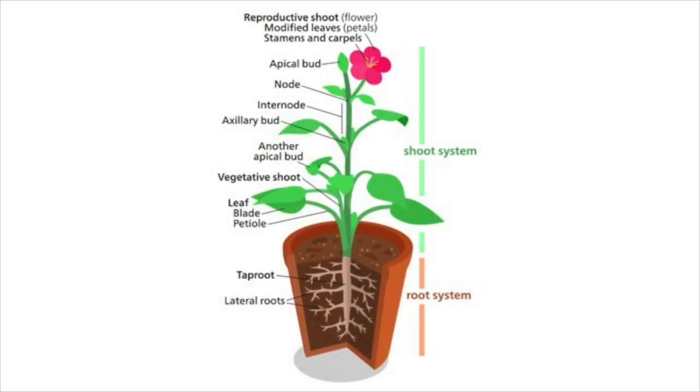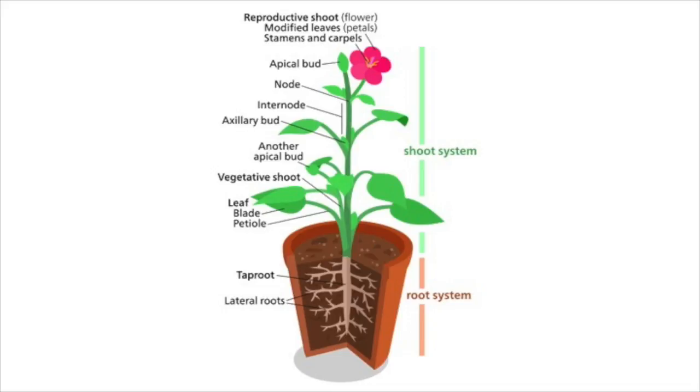The vascular plant body is composed of two organ systems. The below-ground root system anchors the plant and functions to take up water and nutrients from the soil. Above ground, the shoot system is composed of the stem that forms the main axis of the plant body, leaves that harvest light to make sugars, and reproductive structures such as flowers.